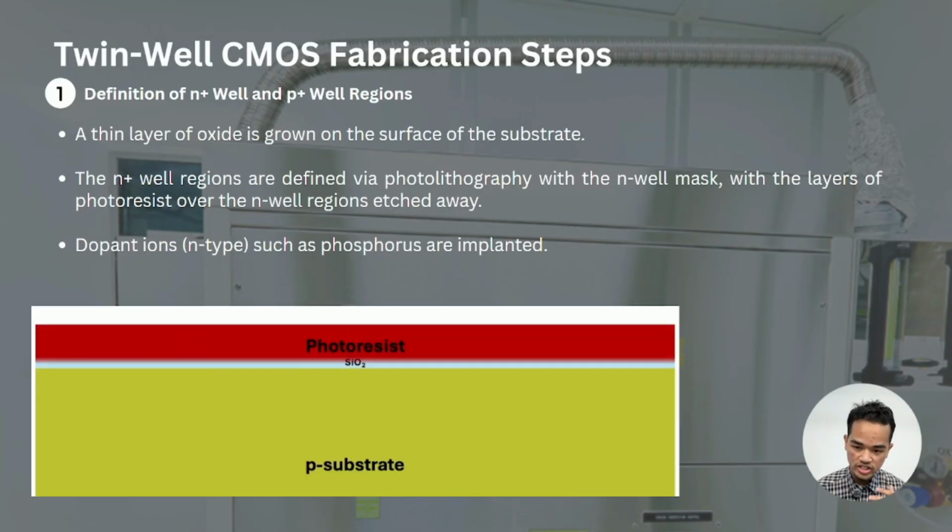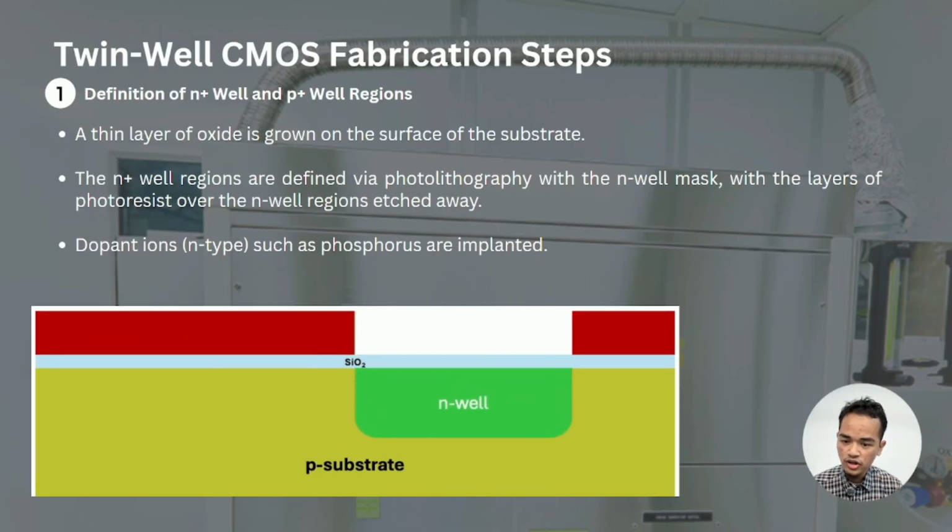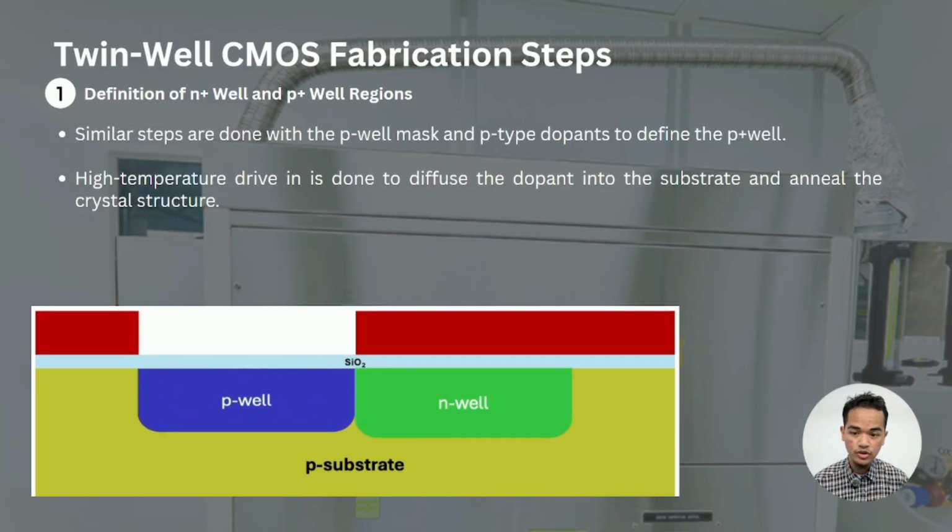With the general fabrication steps out of the way, we can now move on to the steps required to fabricate a twin-well CMOS. First, the N-well and P-well are created. In doing so, a thin oxide layer is first grown on the surface of the substrate. Then through photolithography, the region for the N-well is defined, which afterwards is implanted with N-type dopant. In creating the P-well, similar steps are performed. The wafer then undergoes high temperature drive-in to diffuse the dopants into the substrate and to anneal the crystal structure.